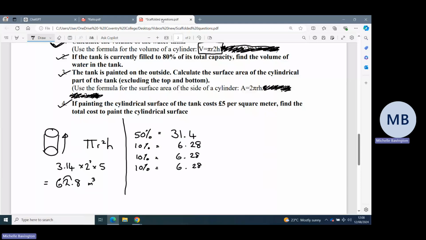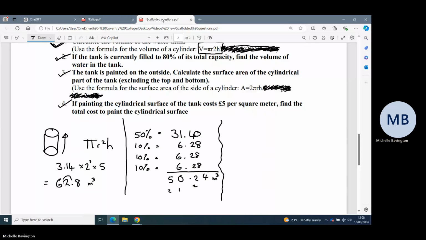6.28 and 6.28. Sorry about my phone going off. Adding those up, that's my 80% done. Lovely, done. Okay.